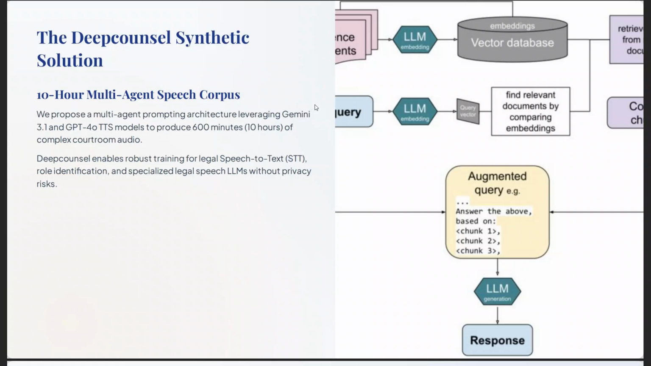Basically, first we generate the textual data, synthetic courtroom discourse, by prompting the LLMs with a multi-agent framework, and after generating the text data, we convert it into speech data using Gemini and GPT-4 based modules. And these can be used for tasks like role identification, speech-to-text tasks, and specialized legal speech LLMs without privacy risks.